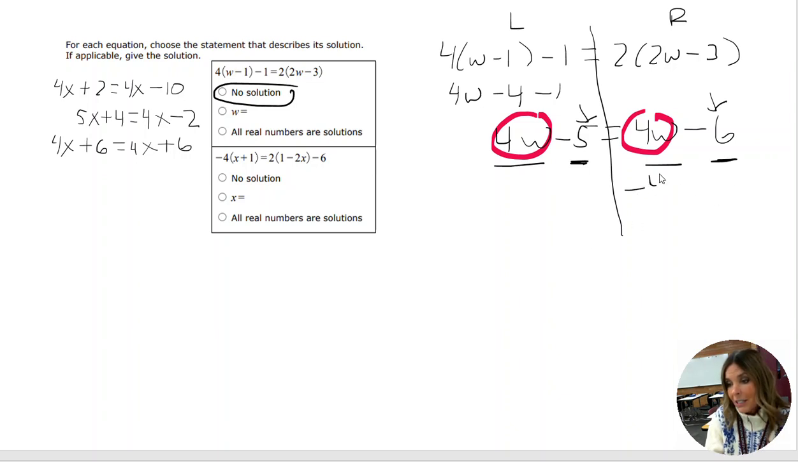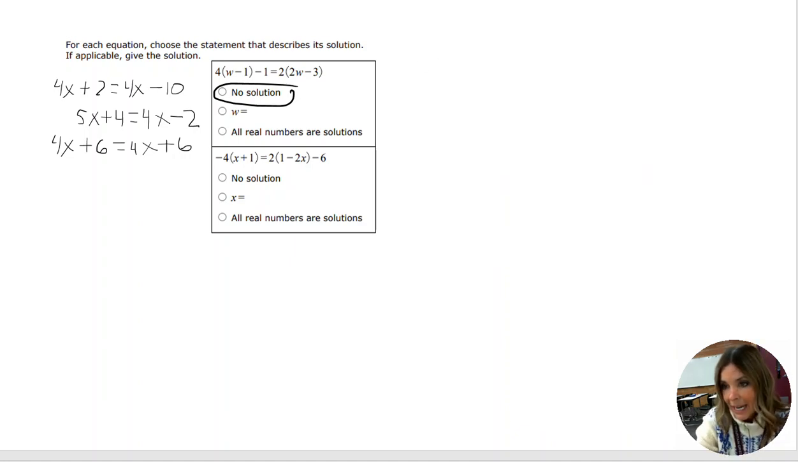And if you continue to try to solve this equation by collecting the variable terms on the left side, you come down to a statement that's not true. Okay, so no solution. That's what that looks like. And then let's go ahead and look at another one.